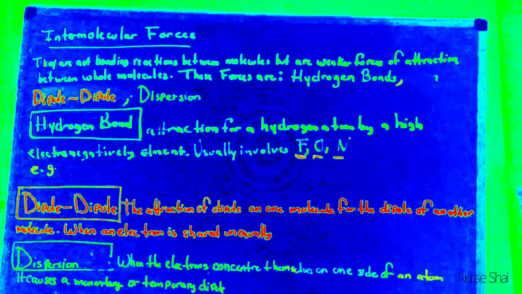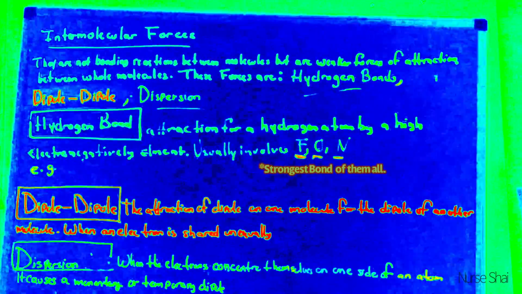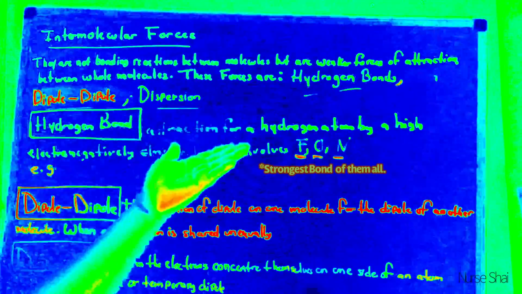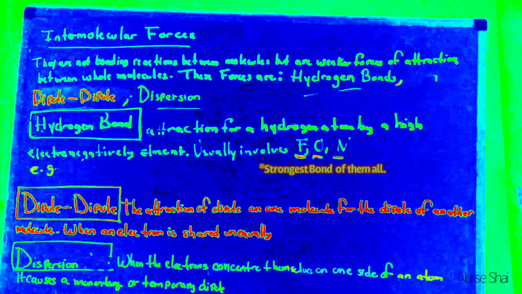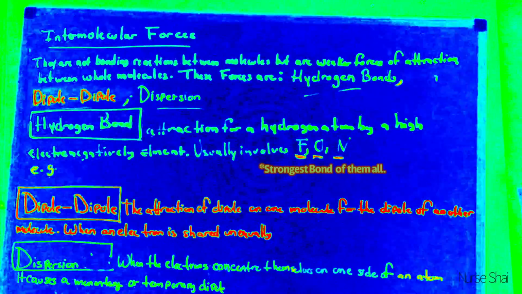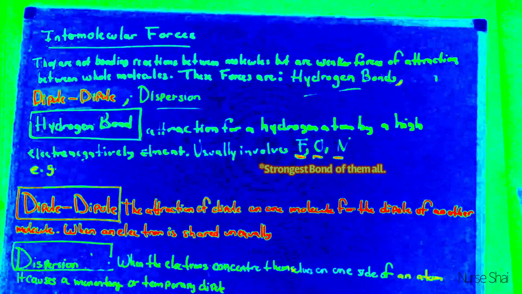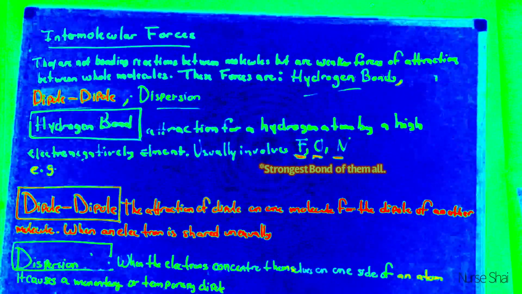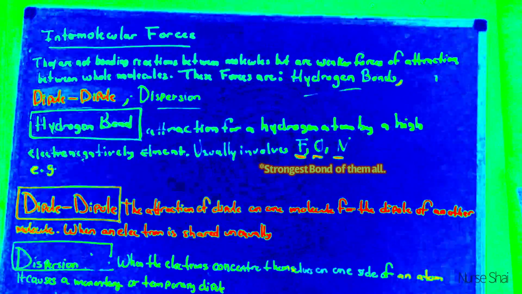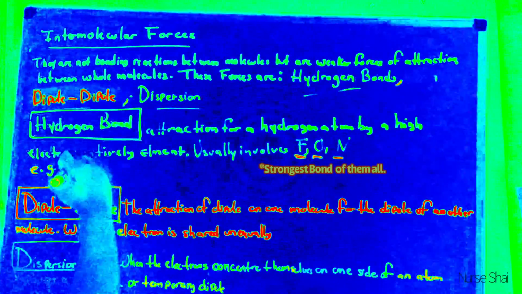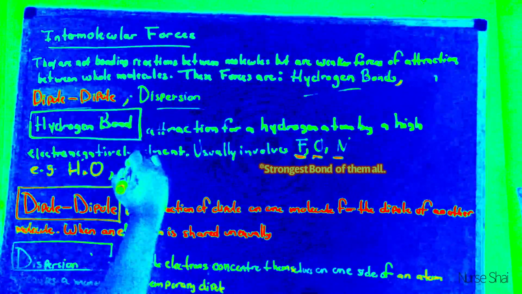Intermolecular forces. So there are three types: hydrogen bonds, dipole, and dispersion. You might be asked on the test to name at least 3 or 2 or 1 of them, so it's important to know that. But let's start with hydrogen bond. Hydrogen bond is attraction for a hydrogen atom by high electronegativity elements. Usually it involves fluorine, oxygen, or nitrogen. An example of a hydrogen bond would be if you see something like this, which is water.